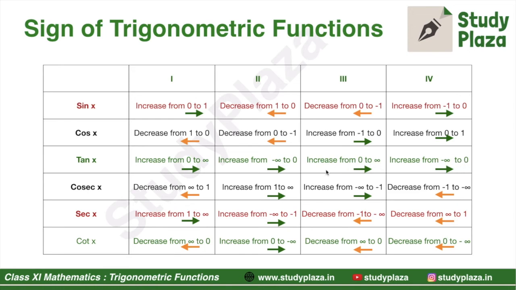Cot will follow the same rule but in the opposite direction, that is, it will decrease. Again, infinity to 0 in the first quadrant, 0 to minus infinity in the second quadrant, infinity to 0 in the third quadrant, and in the last quadrant 0 to minus infinity. Hope you have understood these functions nicely.